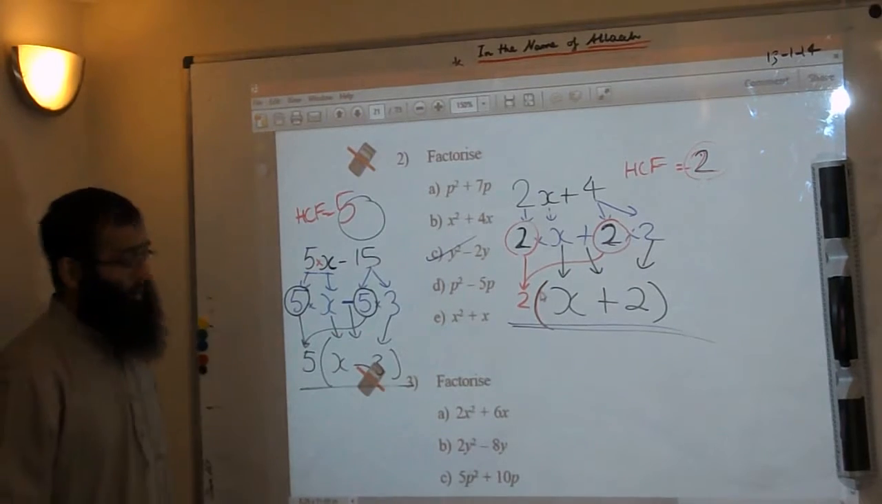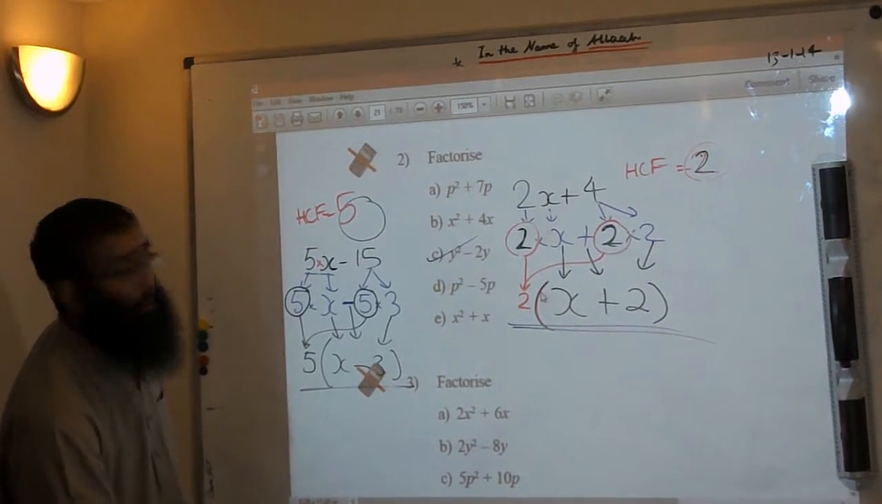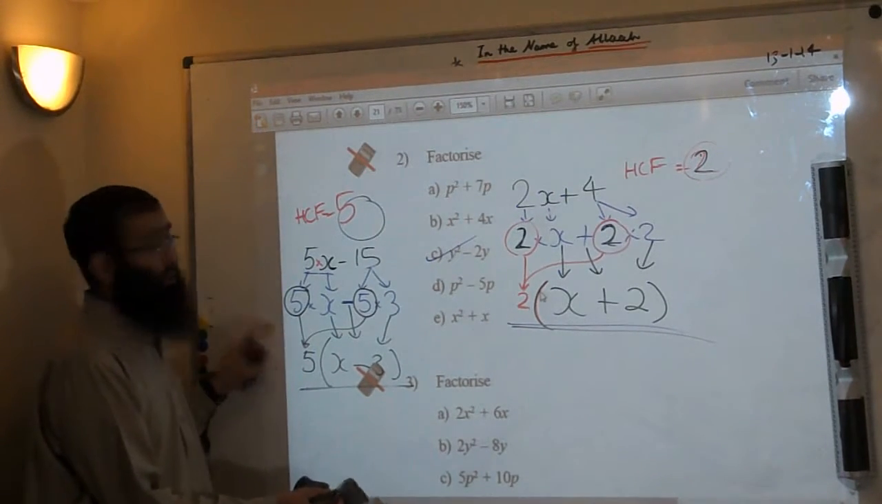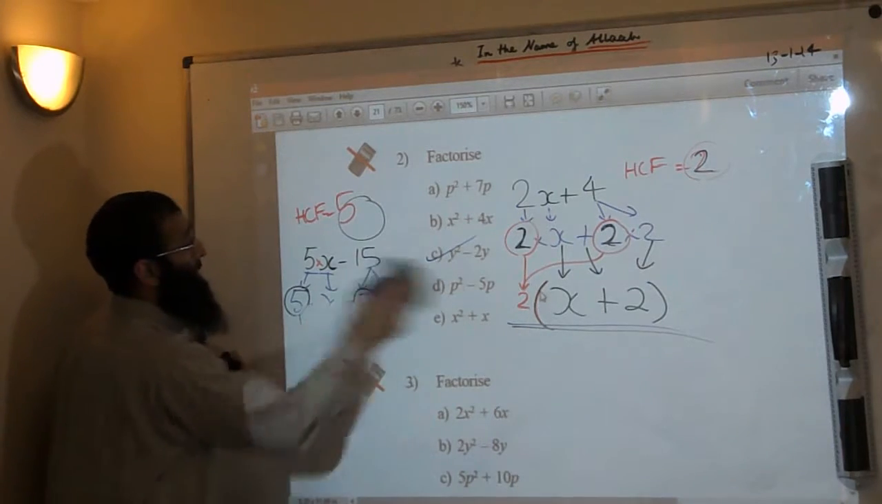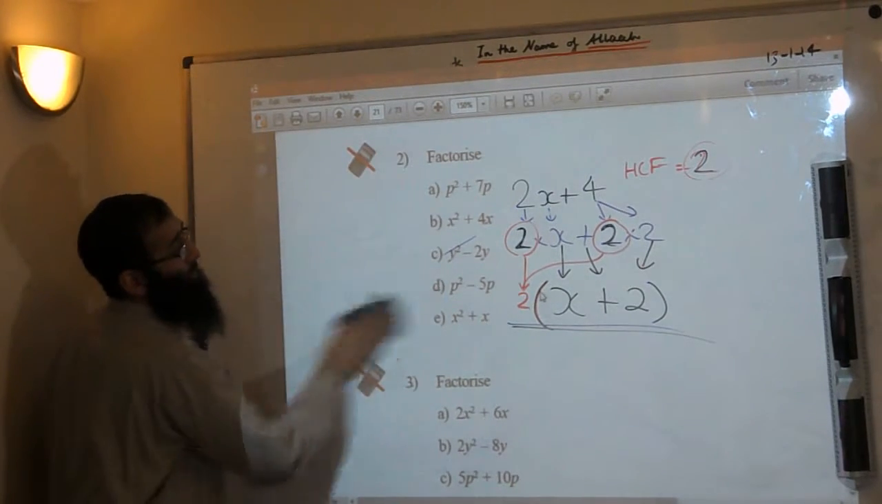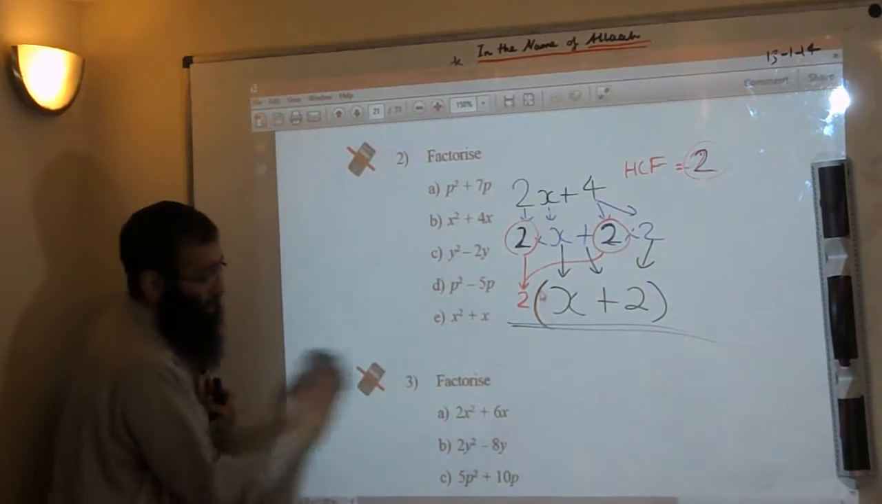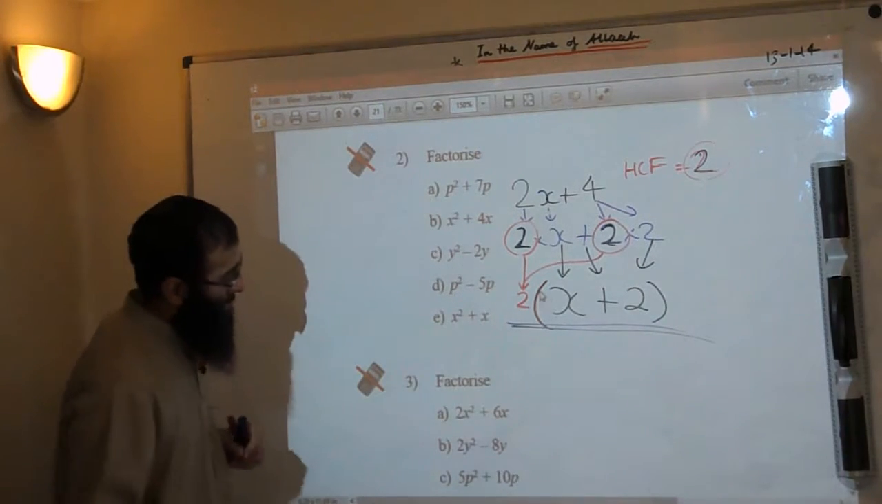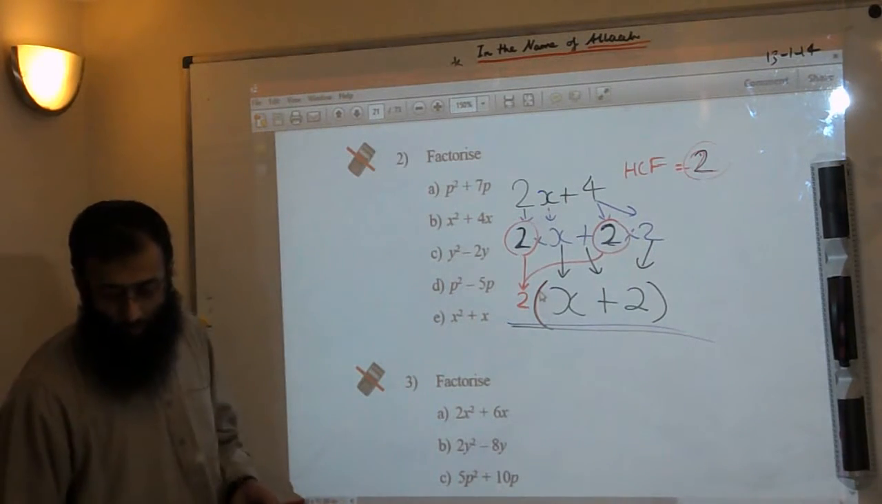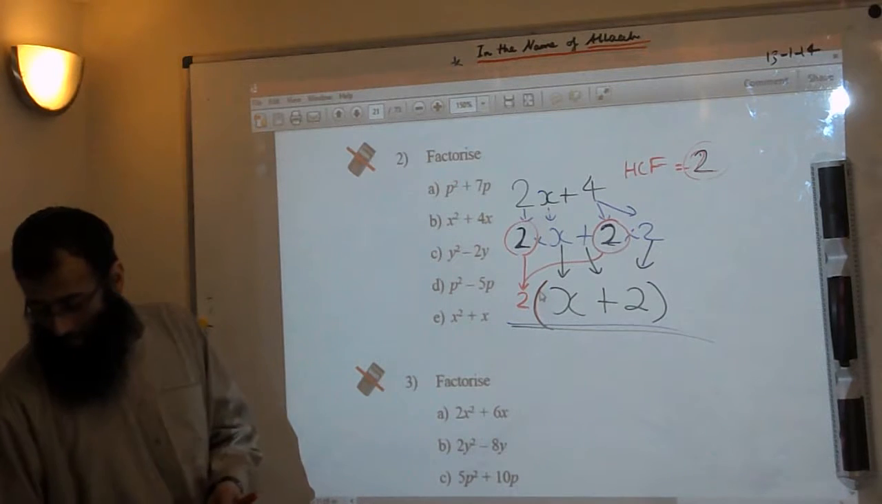Okay, folks, which one have you copied down so far? The first one. First one, this one then? Oh yeah. Okay. Quickly copy the second one down, then we're going to start looking at question number 2 over here. We've got letters as common factors.